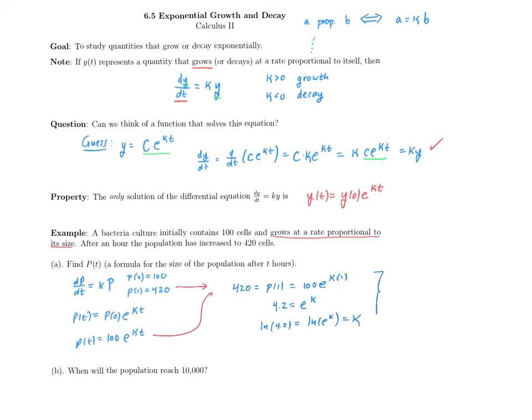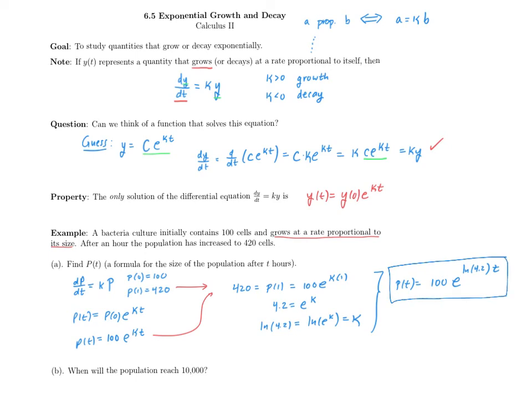So the formula we are looking for representing the population at any given time is 100 e to the kt. So that would be 100 e to the natural log of 4.2 times t. And leaving it in this current form gives us a very nice representation of this function.